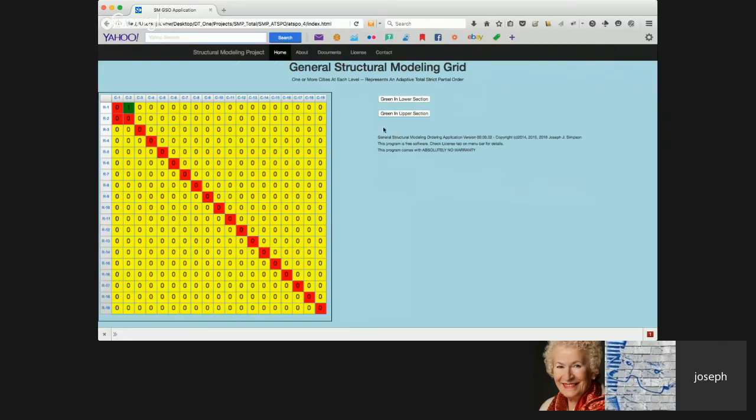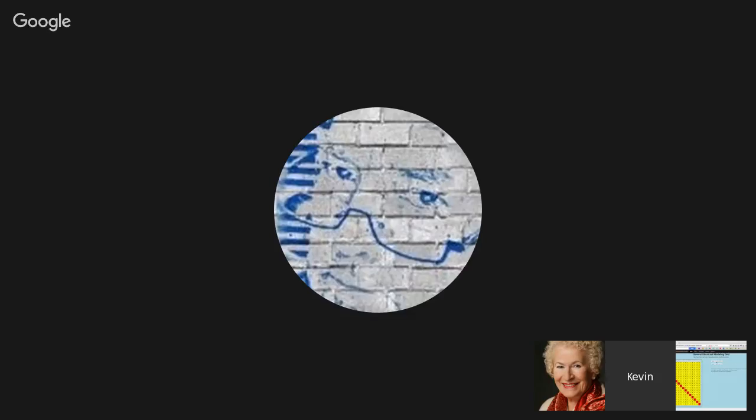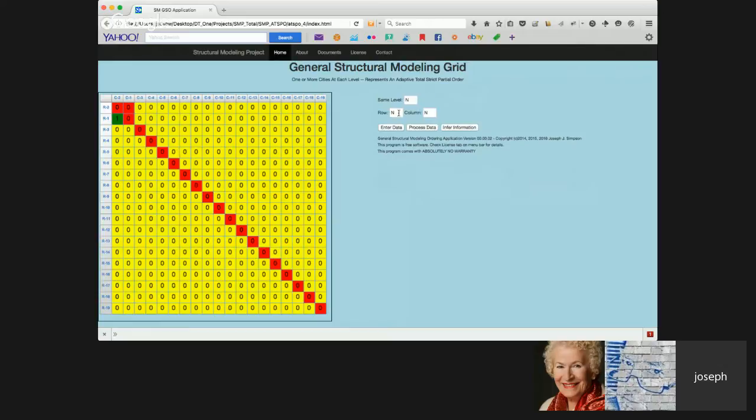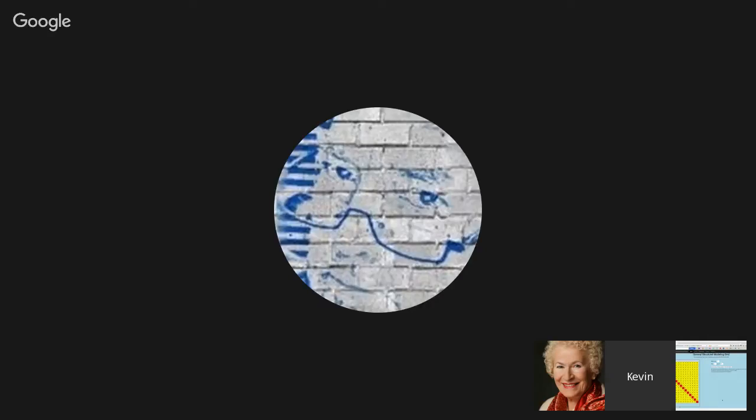So you see we entered that data, and we have the green in the upper triangular piece. And we say, okay, let's green in the upper. So we click that. All right. Now, if we say same level, yes, these are at the same level. Let's say row 4 and row 19 are at the same level, right? Let's enter that data, okay? And then it brings it up.